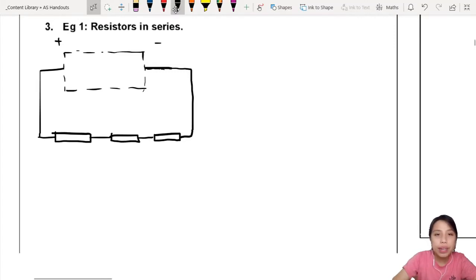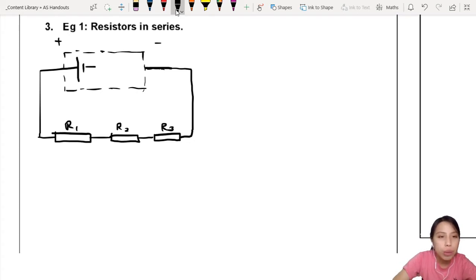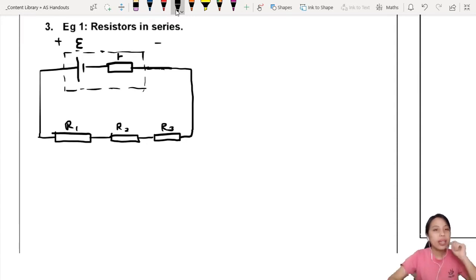Anyway, here we have a classic circuit. You have a battery. I put a dotted line. 3 resistors connected in series. So I'm going to call this resistor 1, resistor 2, and resistor 3. What's inside this battery? Well, you have the battery EMF. We use this symbol. But also to symbolize that your battery has internal resistance, let's include that as well. So a little resistance. Let's call this small r. This one we call EMF. So in this case, only one battery.